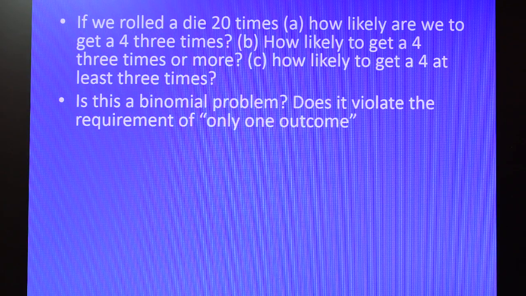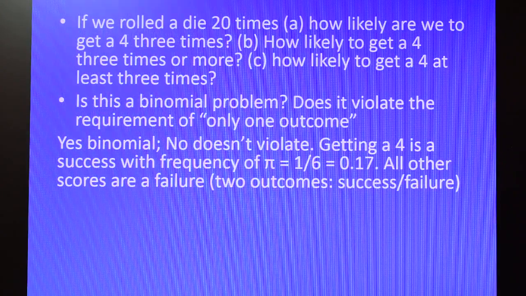So is this a binomial problem? Does it violate the requirement of only one outcome? Well, there are other outcomes, right? 3, 5, 2, those are other outcomes. Remember, another thing about a binomial is there can really only be 2 outcomes, a success or a failure. However, we can use binomial here because we can group all those other outcomes, like 3s, 2s, etc., as failures. And the probability of a failure is 5/6. So yes, it's a binomial. It doesn't really violate this requirement. Getting a 4 is a success with a frequency of pi equals 1/6 or 0.167. All other scores are failures.